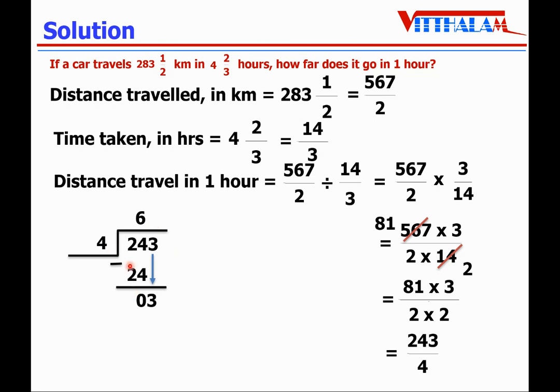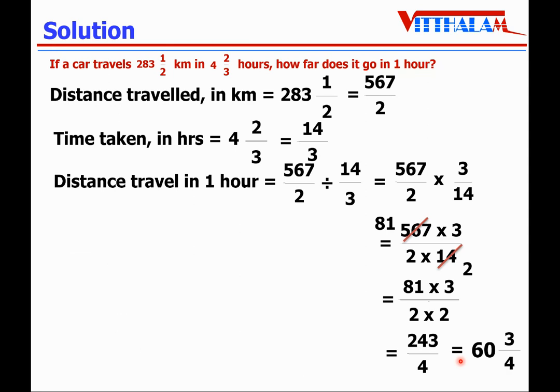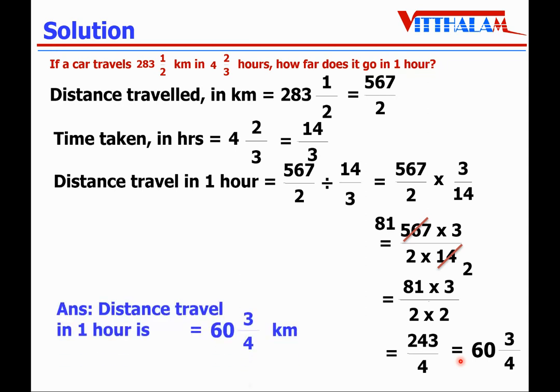Even though this 3 is lesser than 4, still one step remains. That is, here it's a 0. So 4 zeros are 0. Now I will say 3 is a remainder. But if I don't follow these steps, the quotient will remain 6, but the right answer is 60. Hence 243 by 4 is equal to 60 3/4. And the answer statement is: the distance traveled by the car in 1 hour is equal to 60 3/4 kilometers.